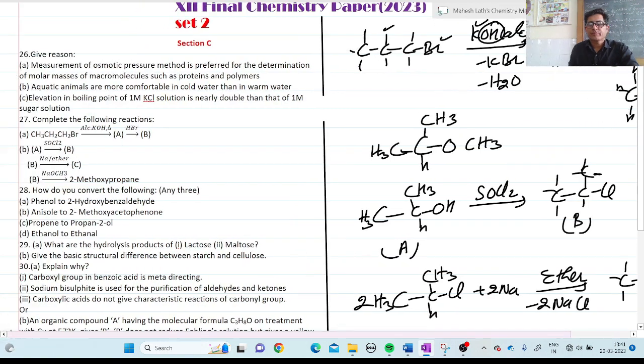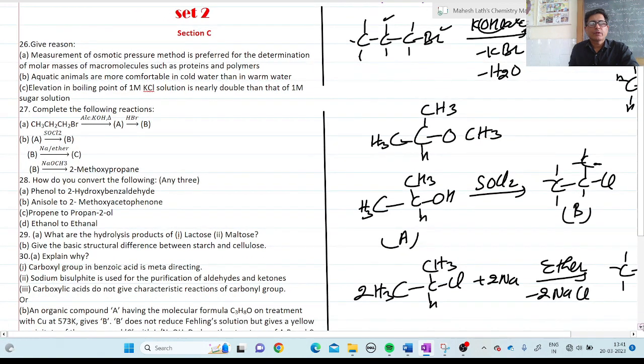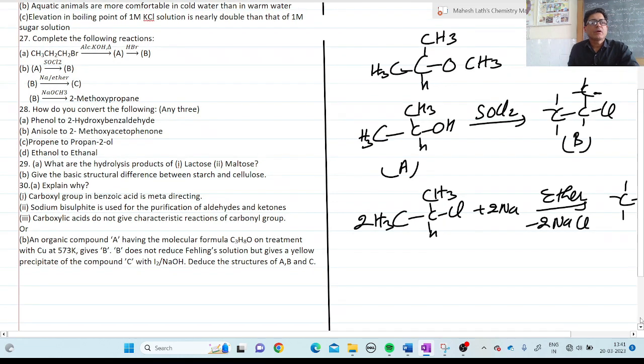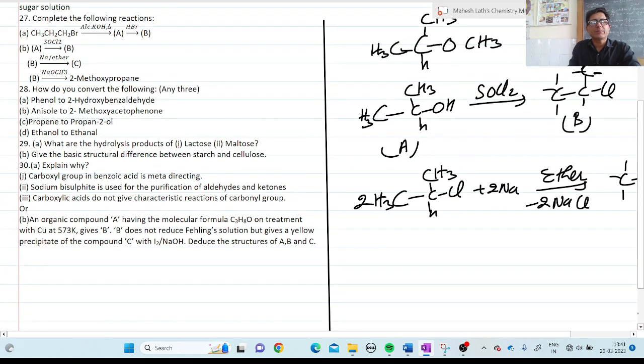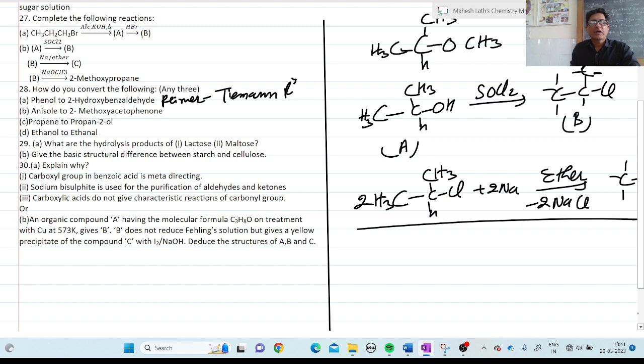Next is question number 28. How do you convert the following? Phenol to 2-hydroxybenzaldehyde. It is nothing but the Reimer-Tiemann reaction. Anisole to 2-methoxyacetophenone. I'm solving it here.